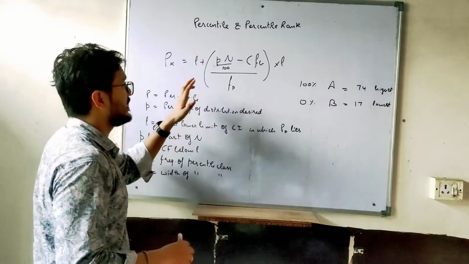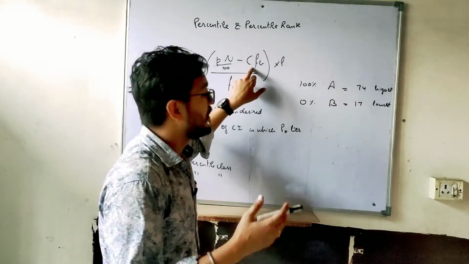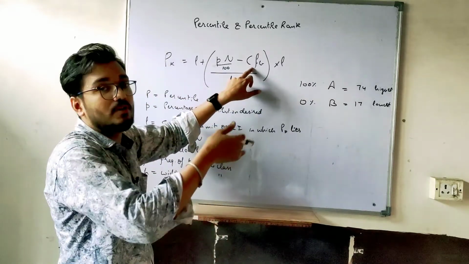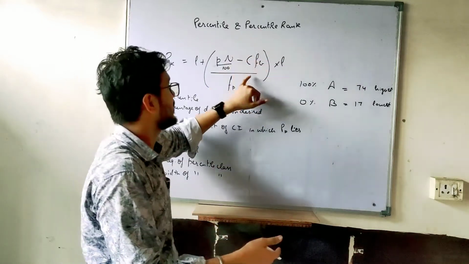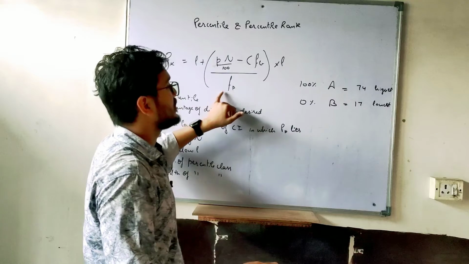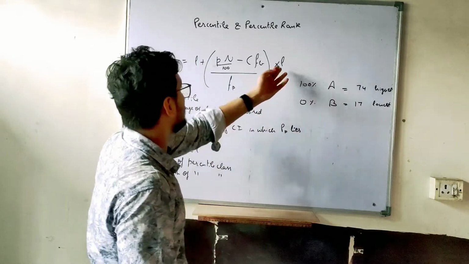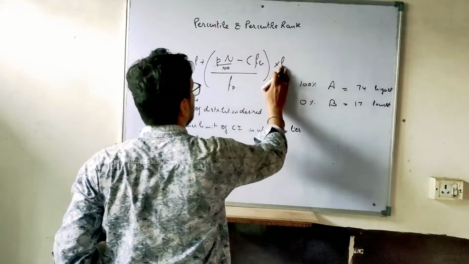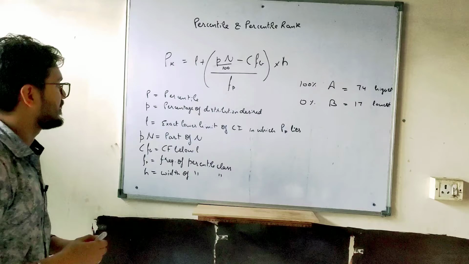With the help of a question I'll explain. CF is the cumulative frequency below the percentile rank class, meaning the class above it; below one, we have to take the cumulative frequency. F is the frequency of the percentile rank class. L is the lower limit, and h, small h, is the class size or width of the class.